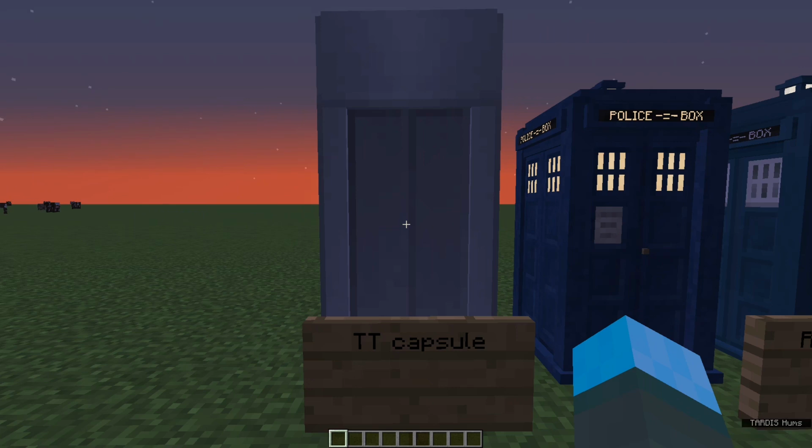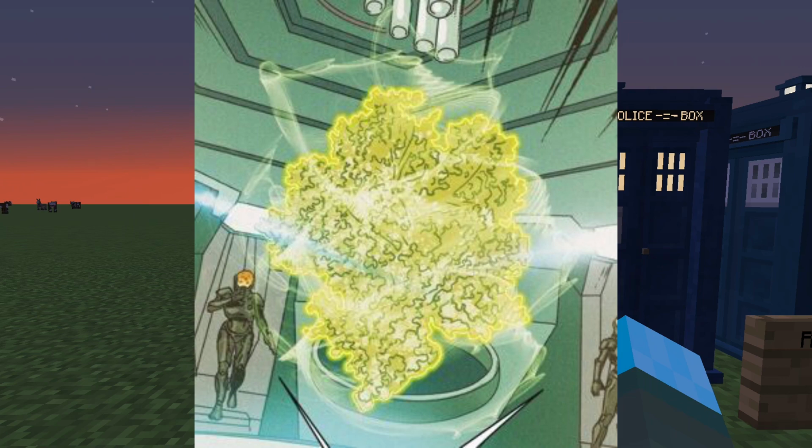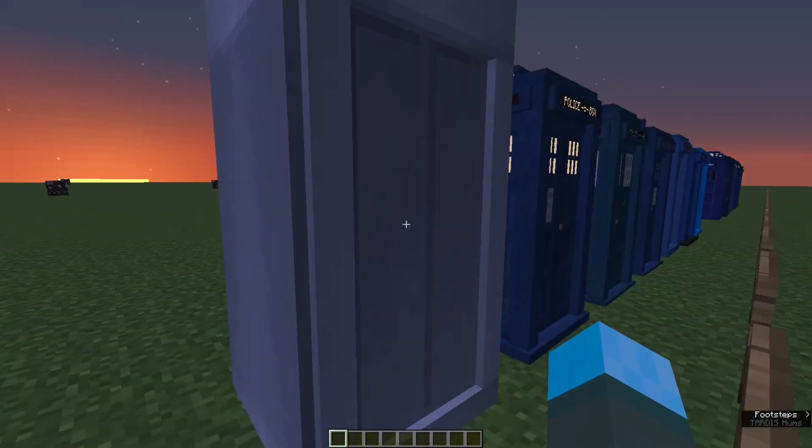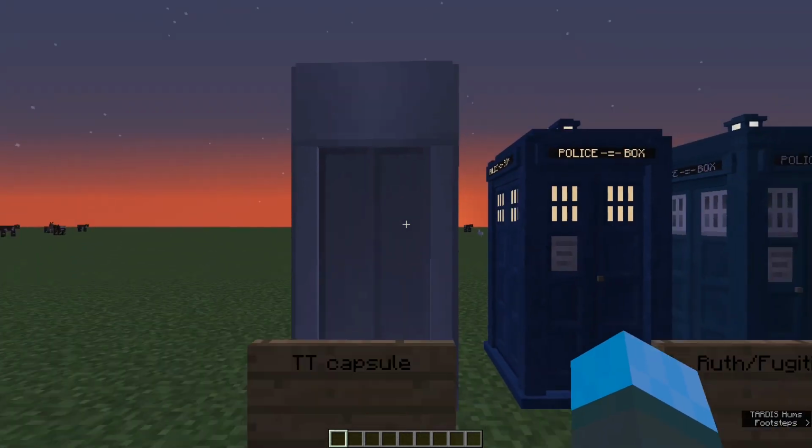The TARDIS is a grown machine. It is grown. It can travel through space and time, has an infinite dimension inside of itself, and can camouflage itself to any object in whatever environment it lands in. Its original look is this kind of cylinder shape here.